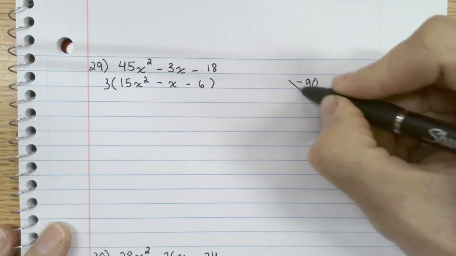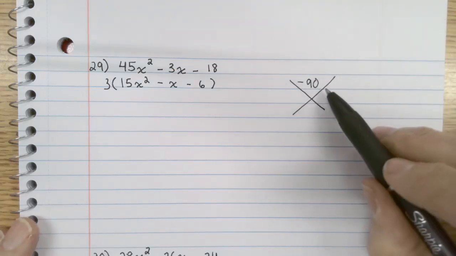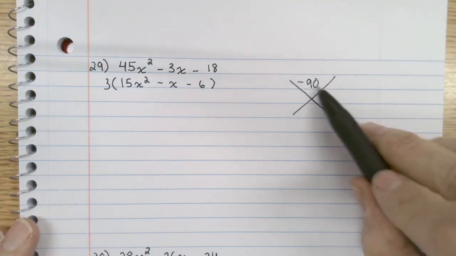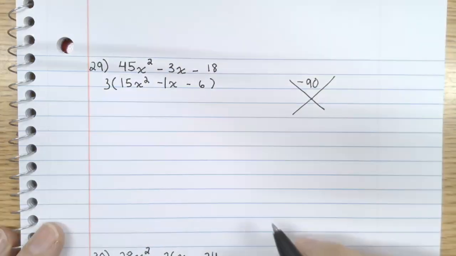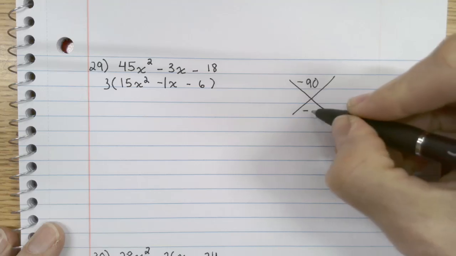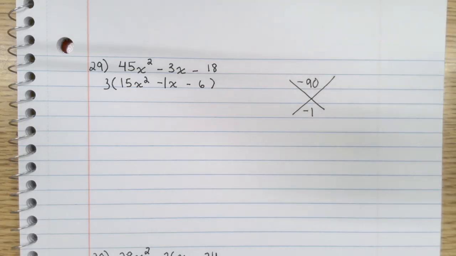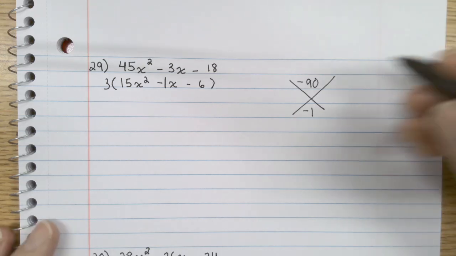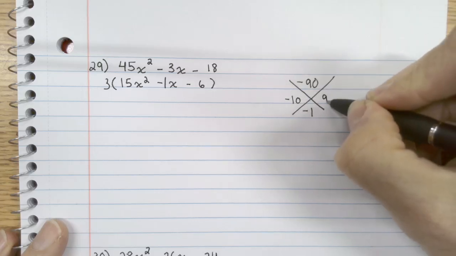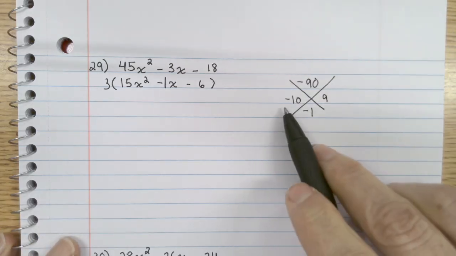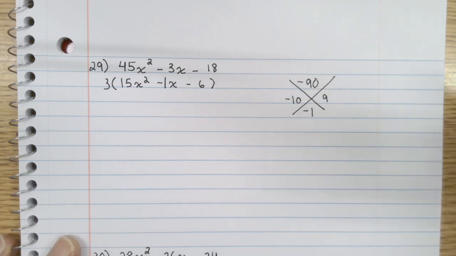Okay, so now I need two numbers. When I multiply them together, give me negative 90. When I add them together, give me negative 1, because this is a minus 1x, right? Okay, so this is a negative number. I'm going to need a positive number and a negative number, and it looks like the two that are going to work would be negative 10 and 9, right? Negative 10 times 9 is negative 90, but when you add negative 10 to 9, you get a negative 1.